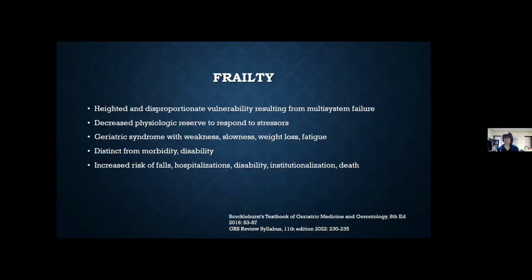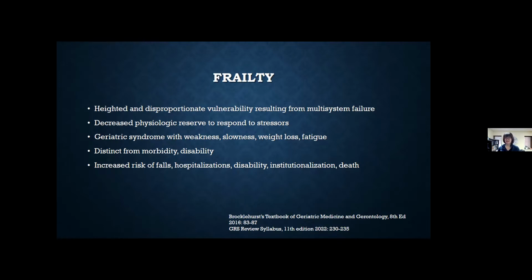And so what is frailty then? I've said the word a million times, but it is one of the core geriatric concepts, and we recognize that frail older adults are common. The risk is that it's a heightened and disproportionate vulnerability resulting from multi-system failures throughout the body. Some of this is related to changes that occur normally as you age, but it is not expected. And certainly people develop frailty at different points and different ages in life.